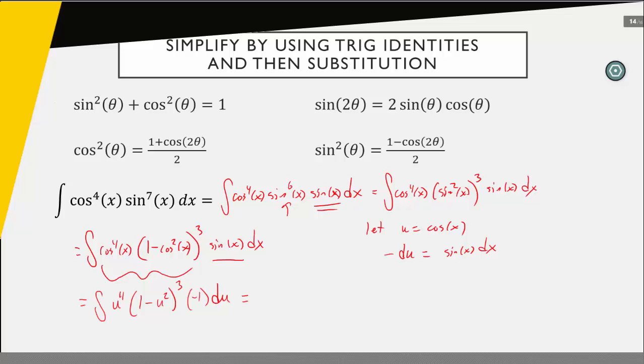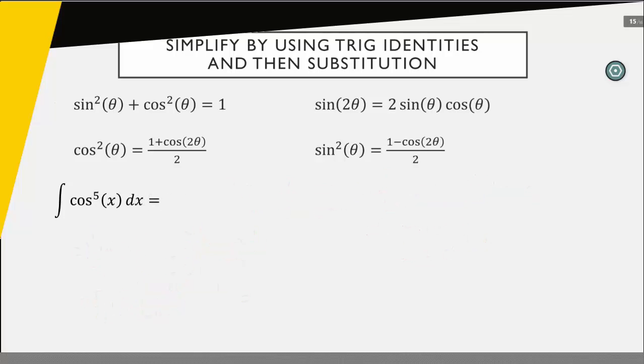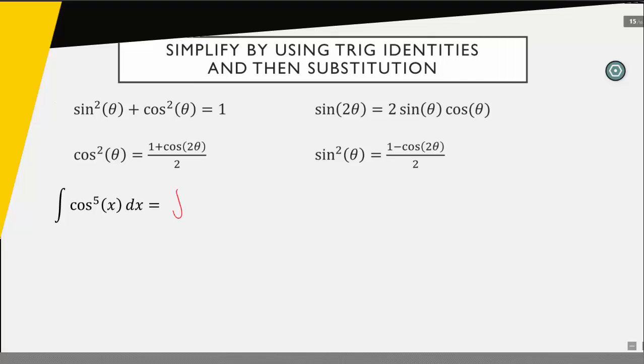One last problem I want to look at. This one's cosine to the 5th power. This might look a little confusing at first, like, wait a second, I don't even have any sines in this one. But it actually doesn't matter. I can still use that same approach. In this one, I'm just going to pull out that single factor of cosine of x again. Now I have cosine of x times cosine to the 4th power of x. And I'm going to do the same thing. I'm just going to convert cosine to the 4th over to sines.